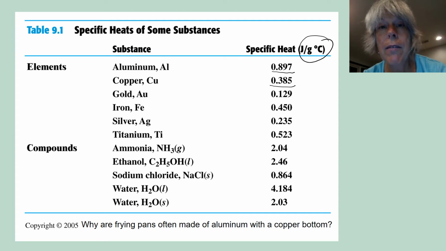Oftentimes, pans are made of aluminum with a copper bottom. That, I think, makes sense because the copper bottom, having a lower specific heat, will heat up more quickly and it will cool down more quickly, while the aluminum inside will hold on to the heat better so that it can more evenly cook your food.